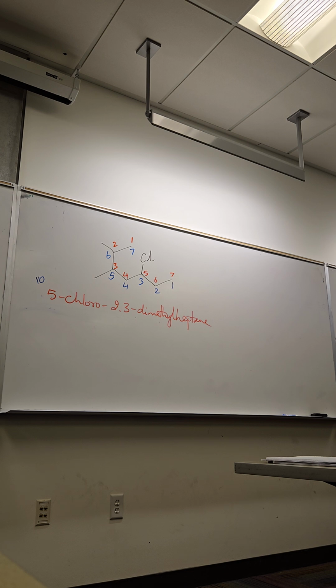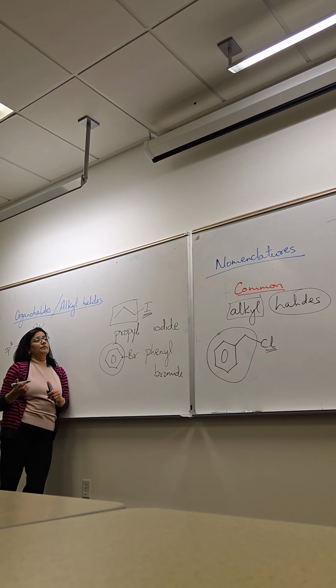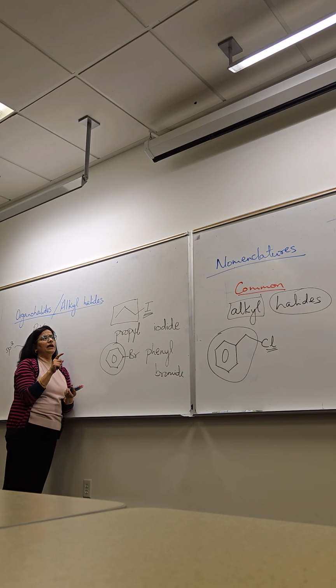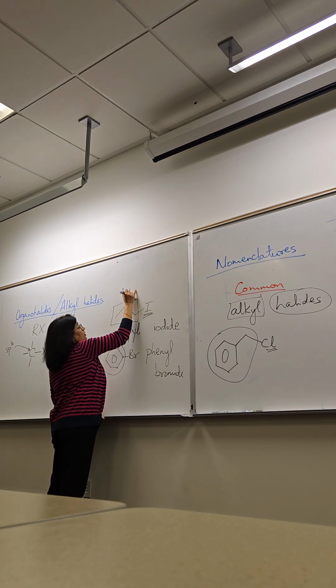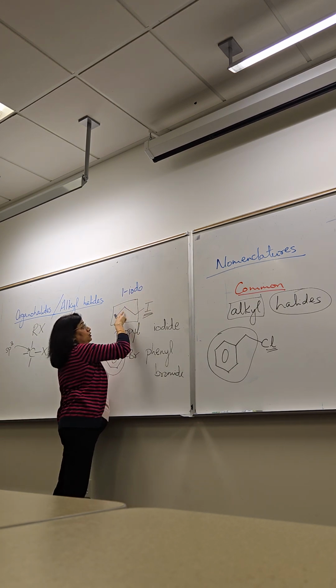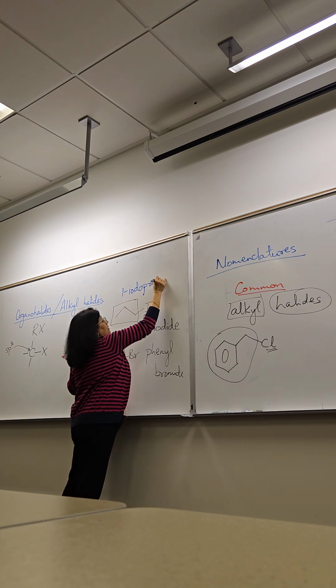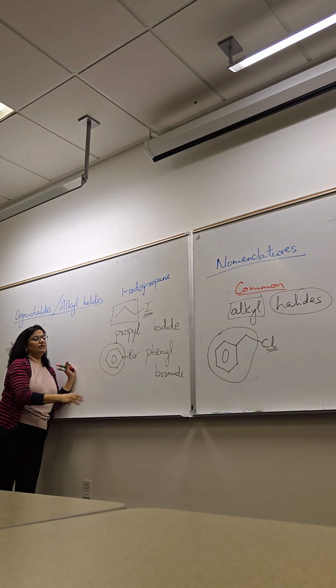Cool. Now, the IUPAC naming system can be used for any compound. It can also be used for the simple ones. So can someone tell me what would be the IUPAC name for propyl iodide? Iodopropane. In this case, we need to be a little bit more specific. 1-iodopropane, because the iodo can be on carbon 2 as well, which would be different. Propane, yeah.